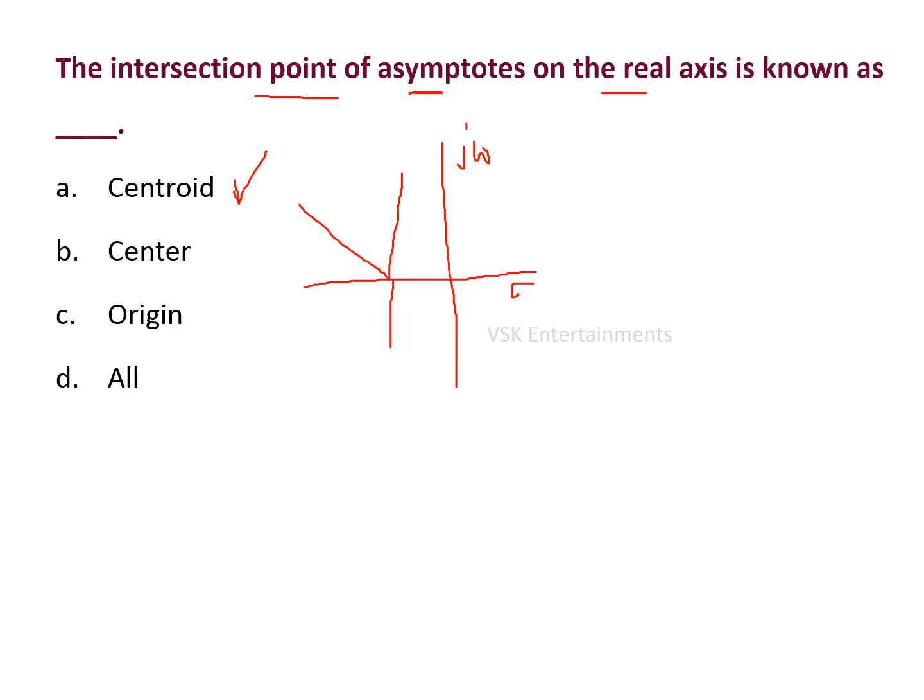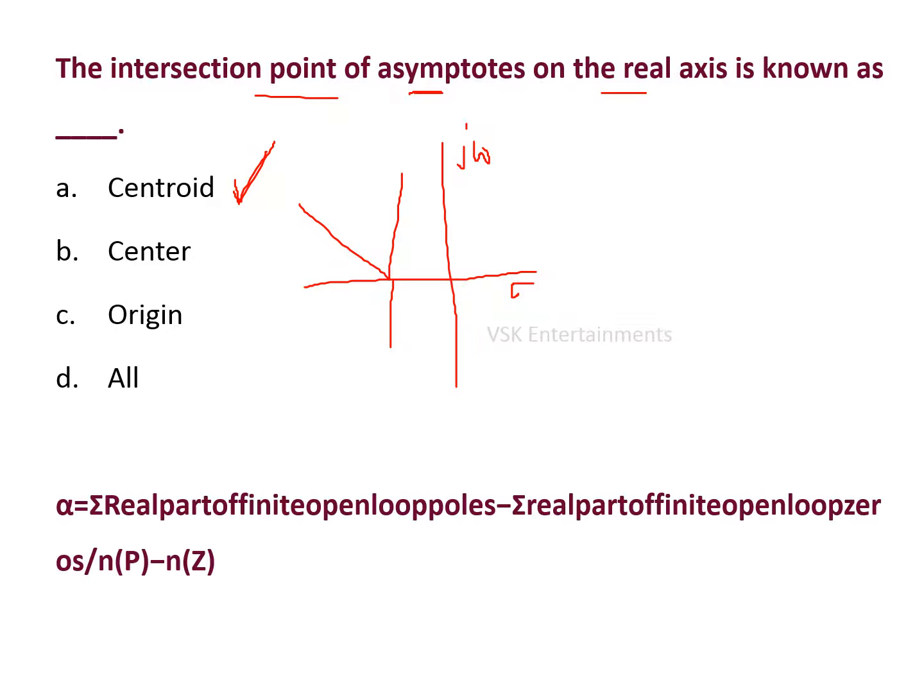Okay, this concept is related to root locus. And the formula for finding the centroid is the summation of all the real parts of the open loop poles minus the summation of all the real parts of the open loop zeros, divided by the number of poles minus the number of zeros. Okay, this is the formula for finding the centroid, and the intersection point of asymptotes is nothing but the centroid. So option A is the right answer. Okay, coming to the next one.